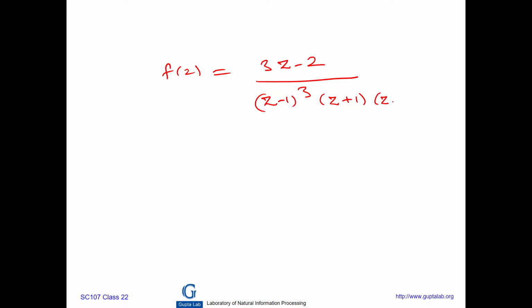Let us take another example. f of z is equal to (3z minus 2) divided by (z minus 1) whole cube, (z plus 1), (z minus 4). बताइए भाई इसमें क्या क्या है? z is equal to 1 is a pole, right, of order 3. z is equal to minus 1 is a pole of order 1. z is equal to 4 is a pole of order 1.